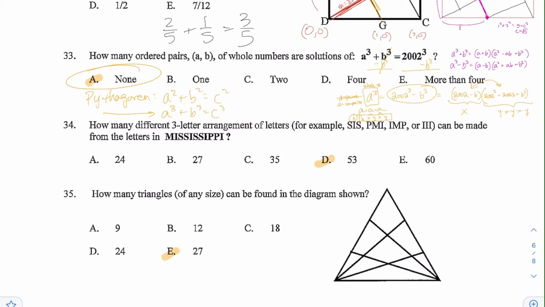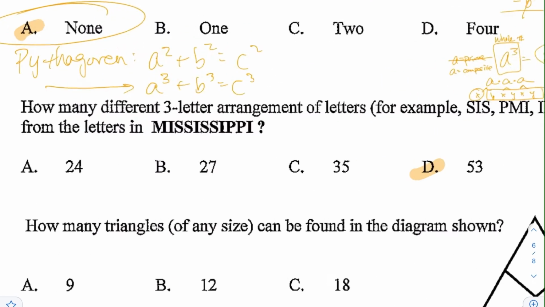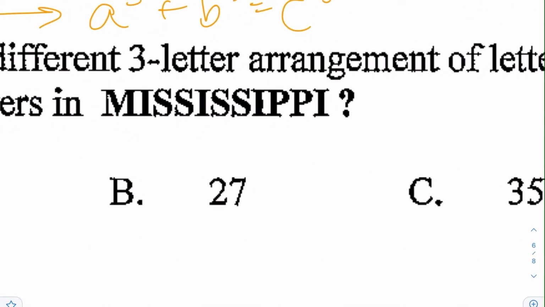Next, number 34, how many different 3-letter arrangements of letters, SIS, PMI, IMP, etc., can be made from the letters in Mississippi? If you just count how many letters you have in Mississippi, you have a lot of repeats. For the letter M, you have 1. And for the letter I, you have 1, 2, 3, 4. For S's, you have 4. And P's, you have 2.